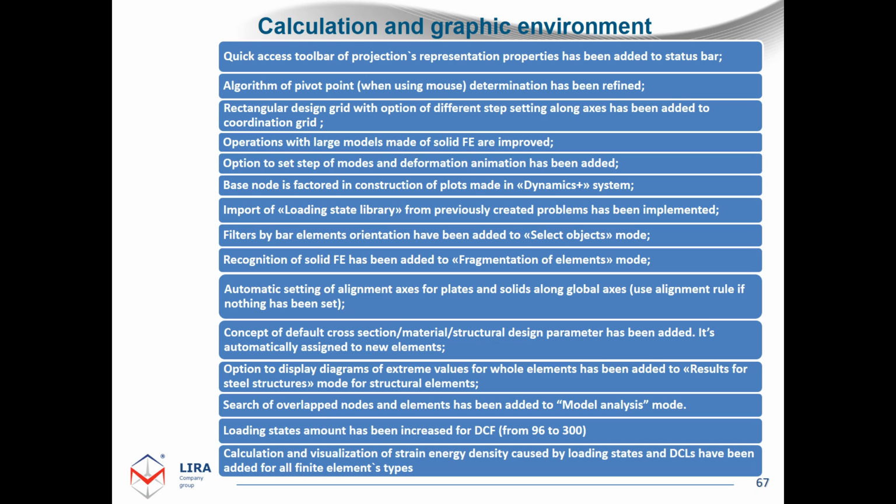Also, I want to introduce you to some more minor changes. In the status bar, there's now a quick access toolbar to properties of projection presentation. We've also refined the algorithm of pivot point determination. Construction axis, design grid, elevation indicators, etc. aren't taken into account when you rotate the scheme using the mouse now. A rectangular grid was added to the coordinate grid with the possibility to set different steps along the axis.